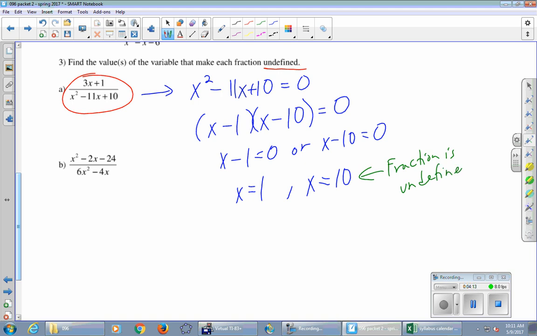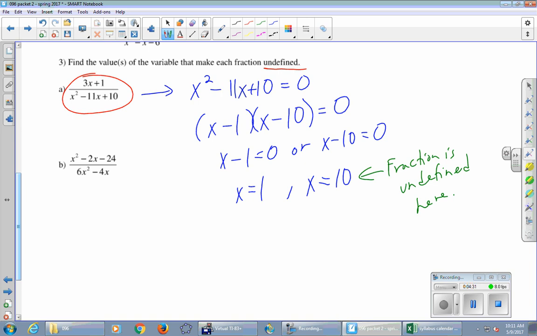And then we just point out that the fraction we just built does not like those numbers. The fraction is undefined at x equals 1 and x equals 10. That's a quick check just to really make sure we're clear on what we have found here.